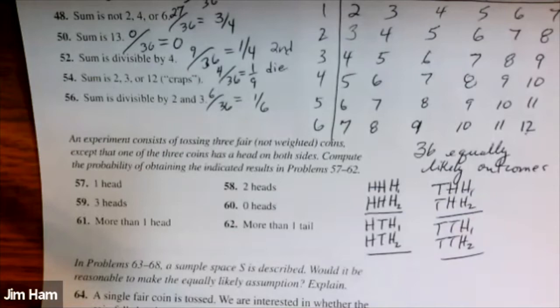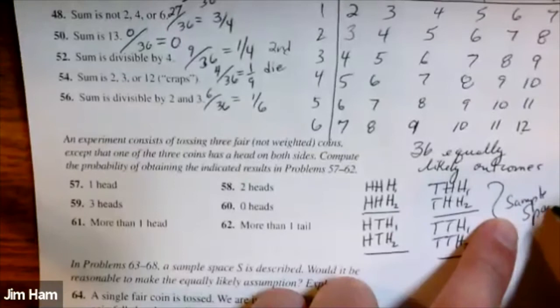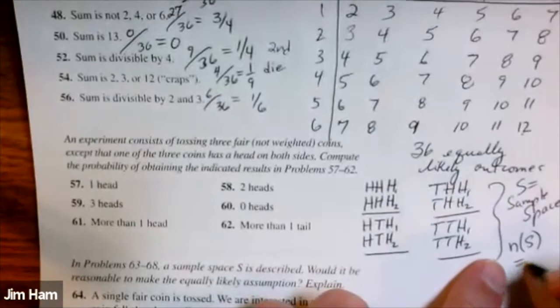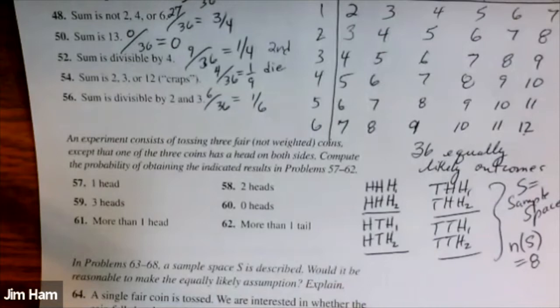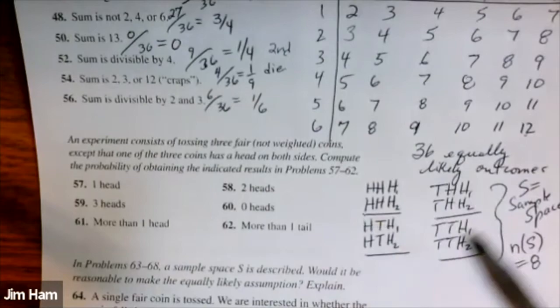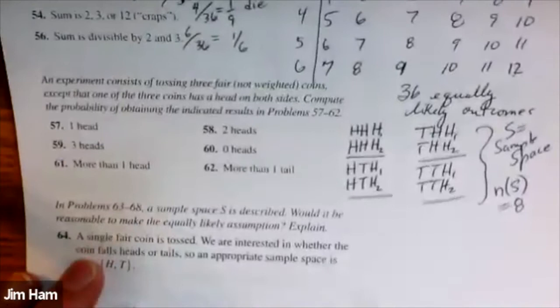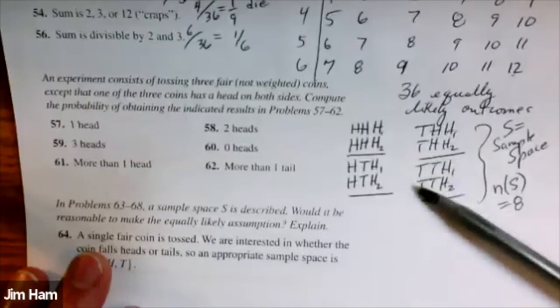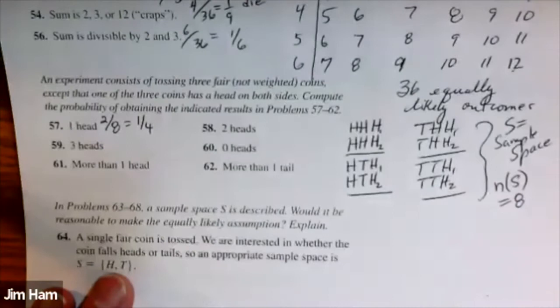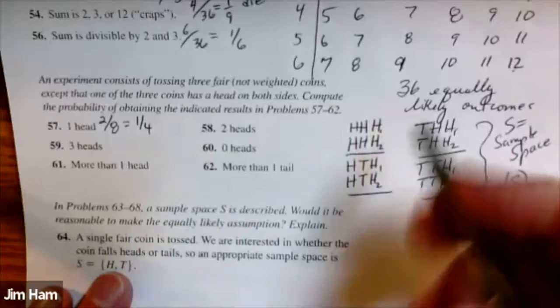So, but that's the sample space. And if you can identify the sample space and the number in the sample space is equal to 8, then that usually is the bottom number that you use when you're calculating a probability. Okay, so let's go with one head. So let's go over here and count all the outcomes that have exactly one head. Three heads, two heads, two heads, two heads, two heads, one head, one head. So there are two of them here out of the eight. So there's a 1 in 4 chance, or a probability of 1/4, that you would get exactly one head.